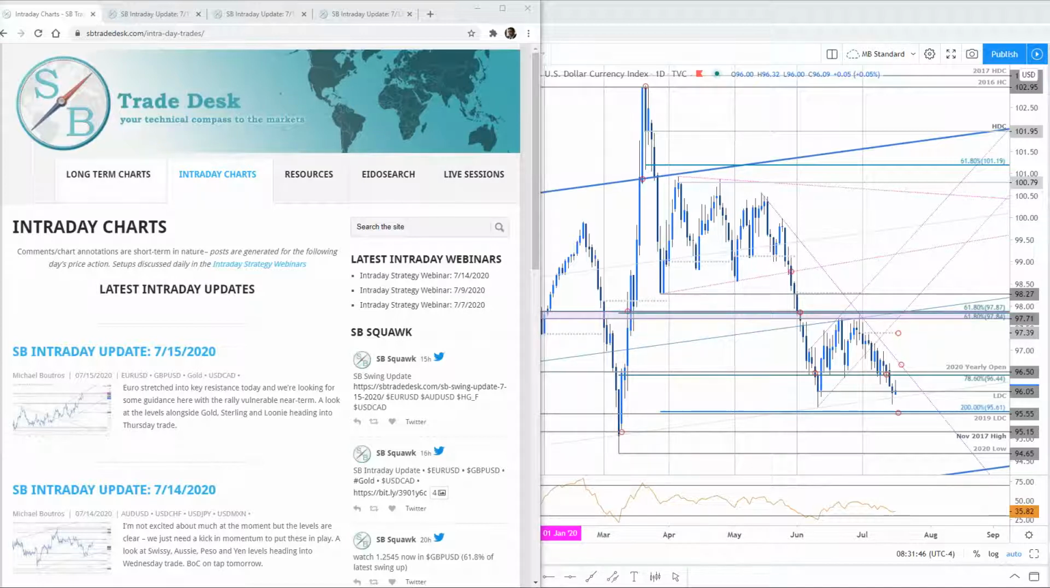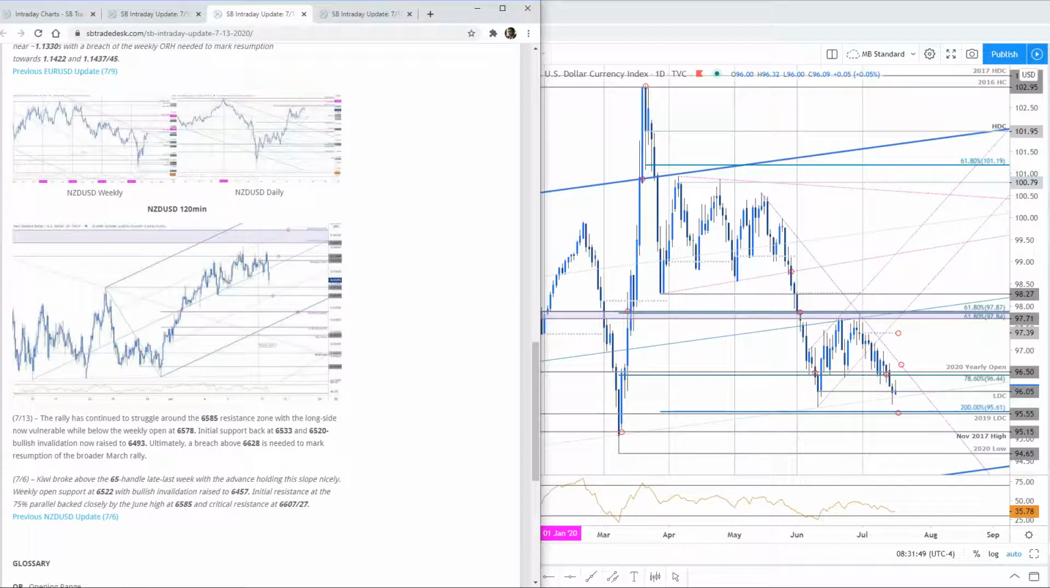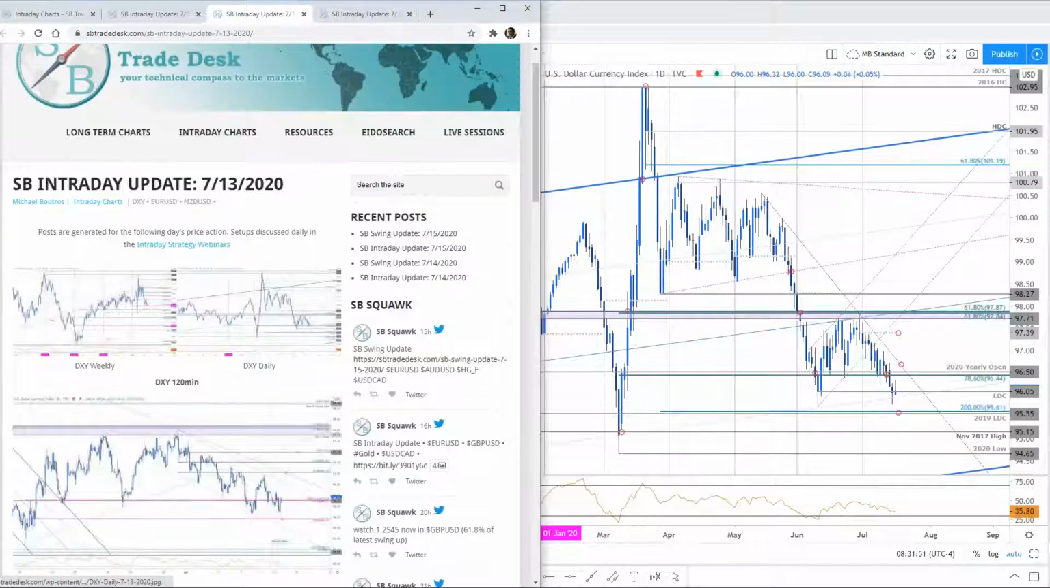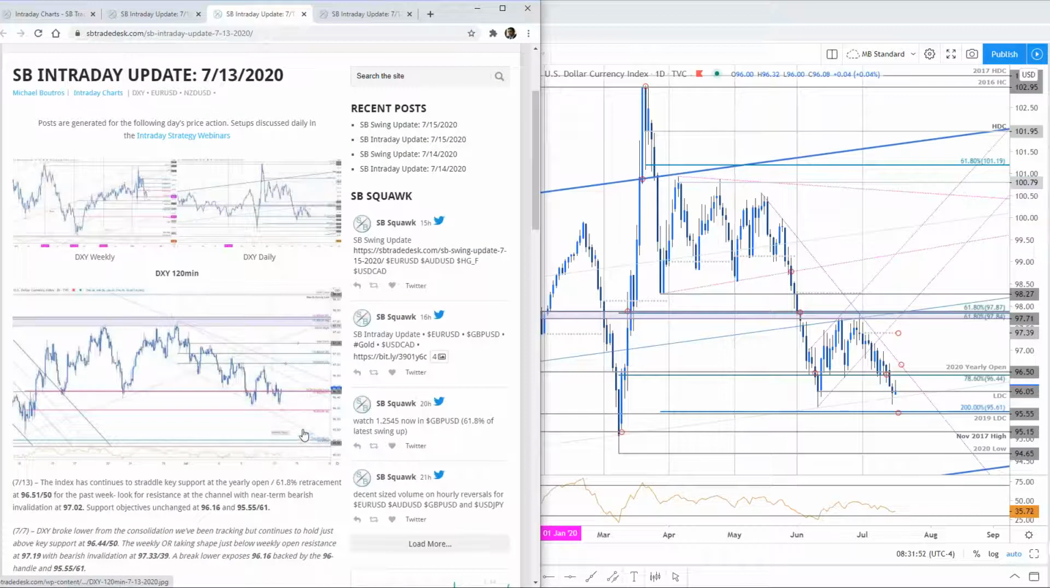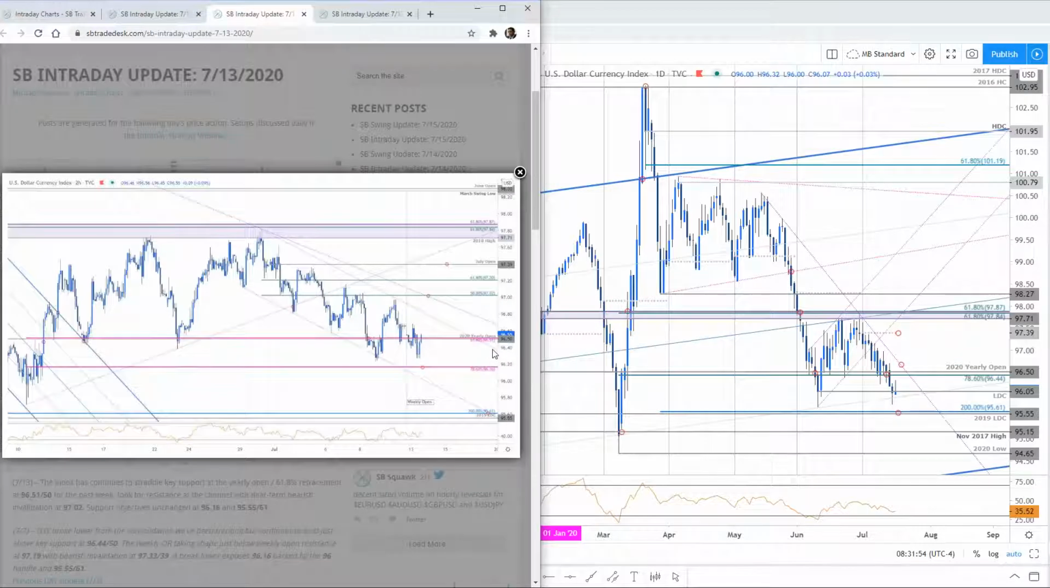So here is what the DXY looked like a little bit earlier in the week. We had opened at a critical confluence zone, 96.51, 96.50. It was the yearly open. It was the 618 retracement. We closed right above that on Friday. Into the start of this week, we've simply been straddling it.